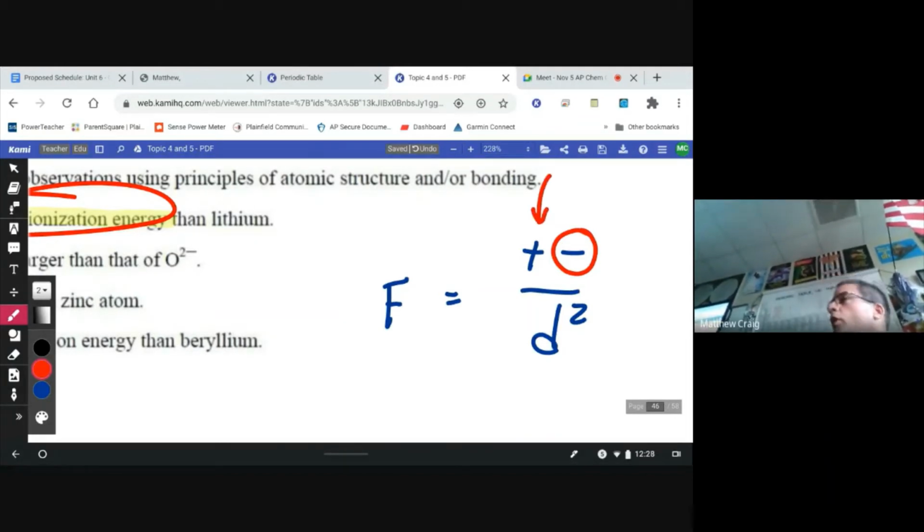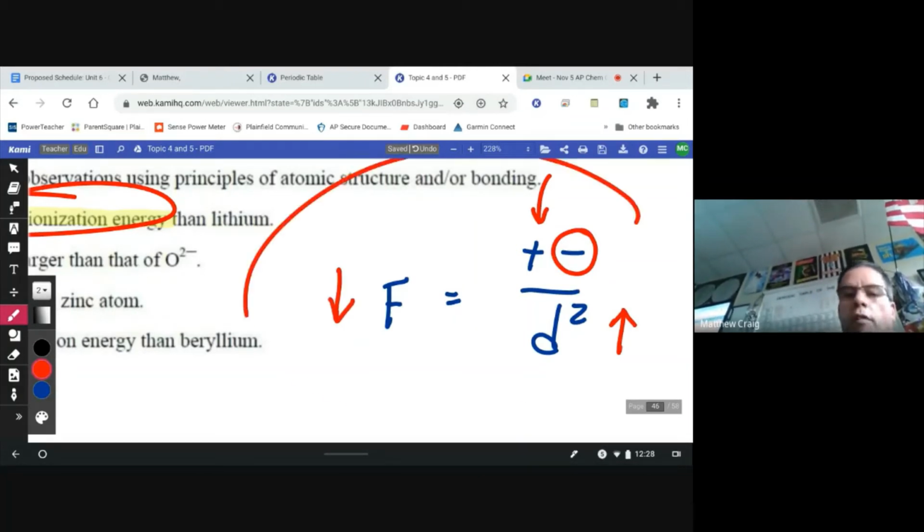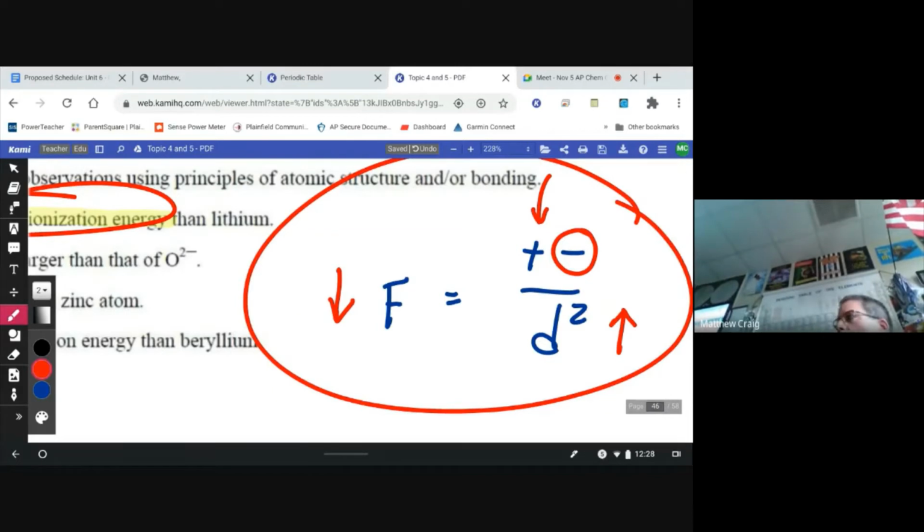Now we don't have to do an equation with this, but we can discuss this. Since nitrogen has more of a negative charge than oxygen in terms of protons versus electrons, the distance for nitrogen is what? Greater. Therefore, the force of attraction is lower. Having this equation in front of you while you're doing an explanation is huge. And we can put it on there.